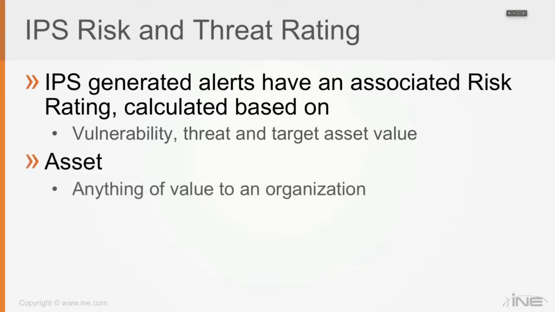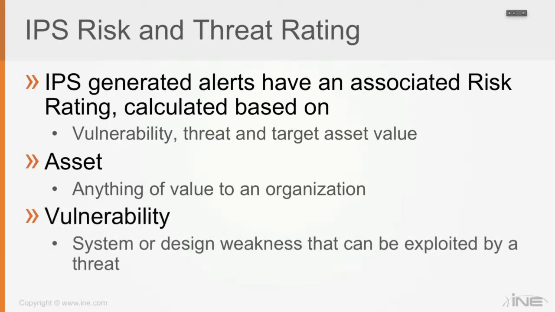Now, an asset means anything of value to an organization. So when you implement security policies, one of the things you are going to do is define the assets of your organization to associate an importance level with them. How important, how secure should assets of one type be against assets of another type. Vulnerability means a system or design weakness that can be exploited by a threat. For example, an Explorer bug which could be exploited.